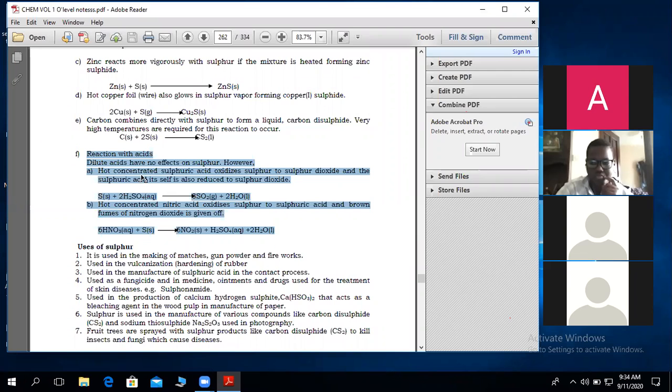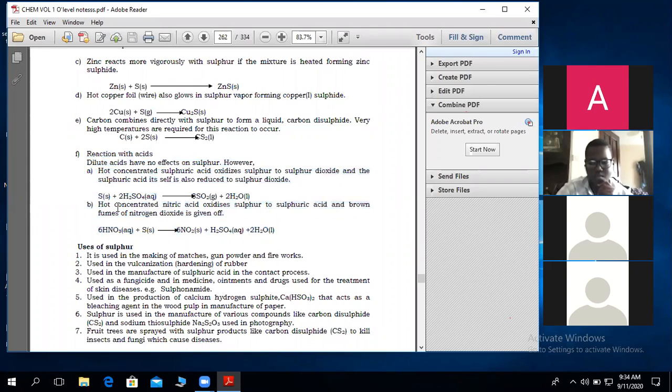Take note of them. Hot concentrated sulfuric acid oxidizes sulfur to sulfur dioxide, and the sulfuric acid itself is also reduced. So when you have sulfur and you heat it, you react it with concentrated sulfuric acid. The condition is sulfuric acid must be concentrated. The products are sulfur dioxide gas plus water.